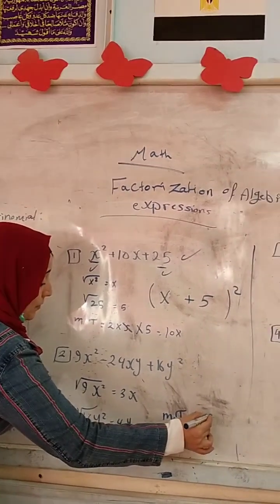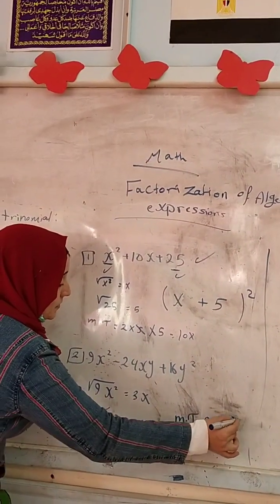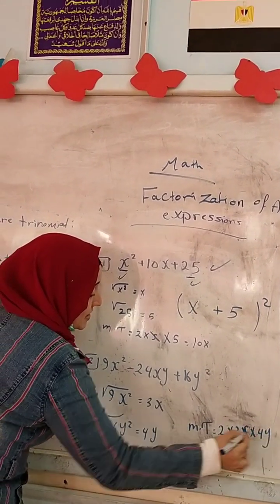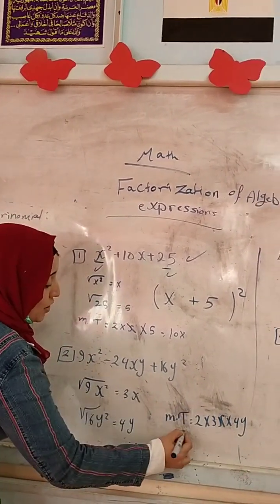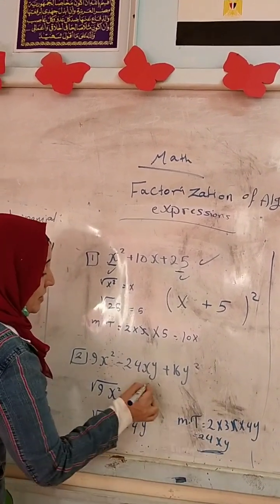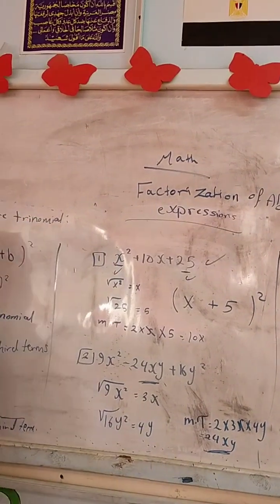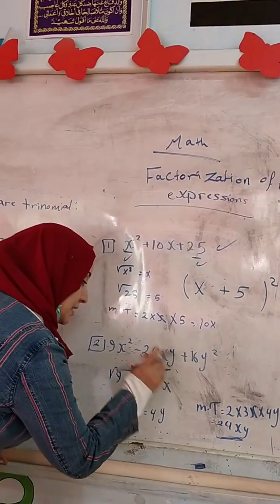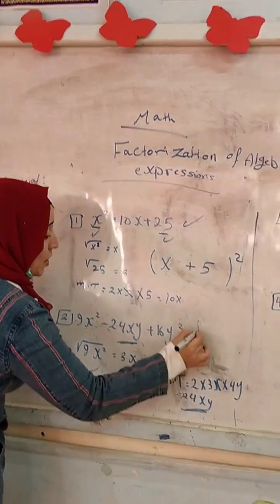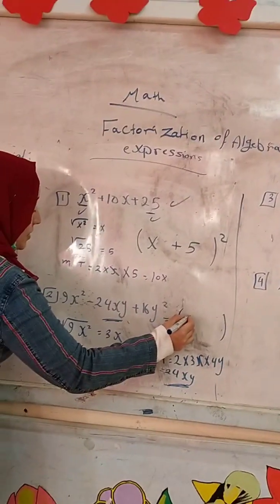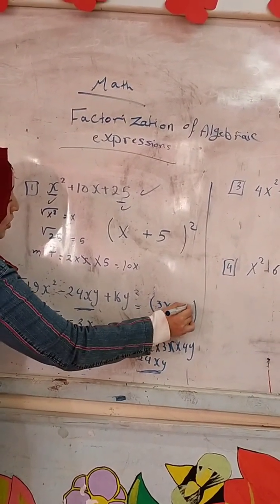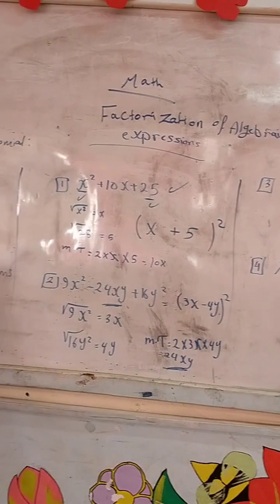2 times 3x times 4y. The result will be 6 times 4 equals 24xy. So the middle term is our result. So we can say this is a perfect trinomial square. And we can put it in the form of (3x minus 4y) to the whole square.